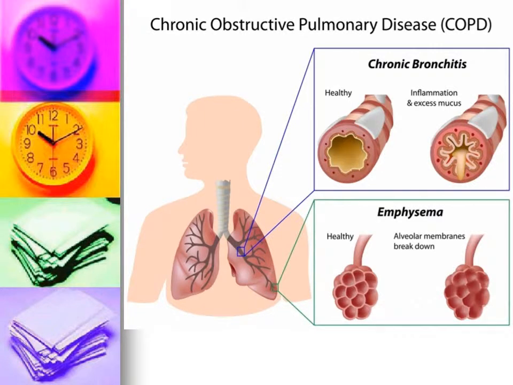Chronic obstructive pulmonary disease, or COPD, impairs the movement of air through the lungs. There are two types. You have your chronic bronchitis, and then you have your emphysema. In chronic bronchitis, the airways are inflamed, and excessive amounts of mucus are formed. In emphysema, the alveolar membranes break down. As you can see in the pictures, here's where all the mucus is forming, and you can see the healthy alveoli, and over here is where it's breaking down, so it's not healthy anymore.